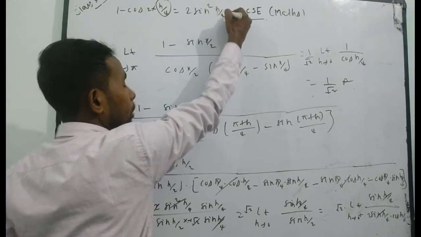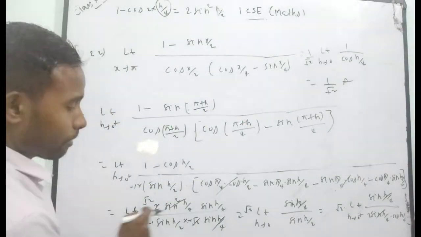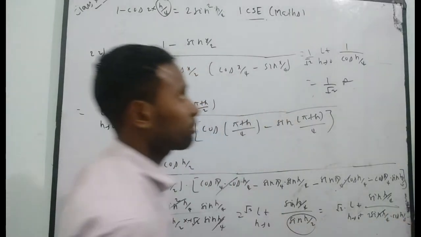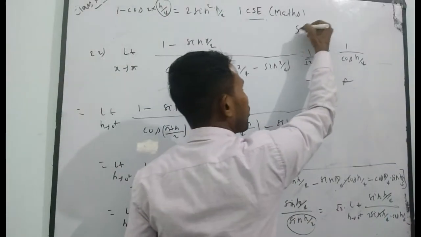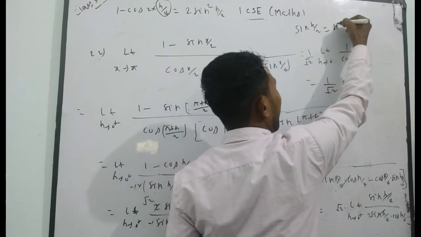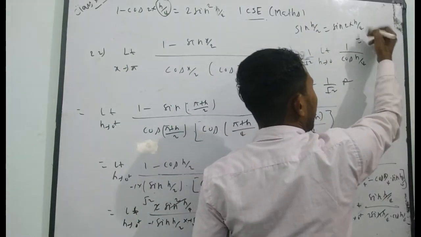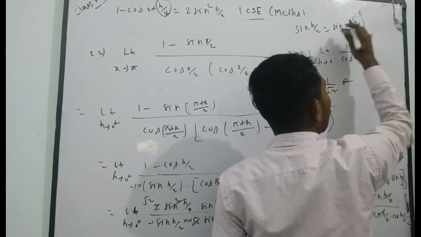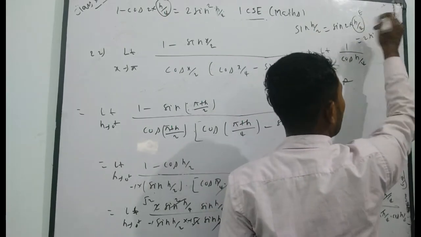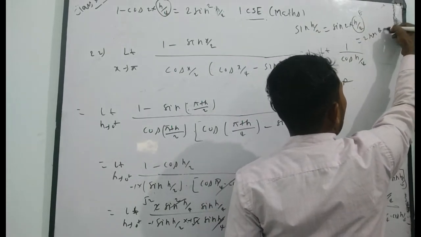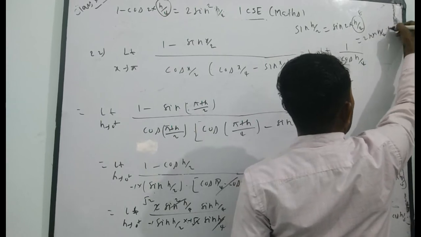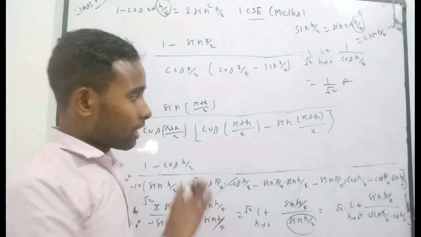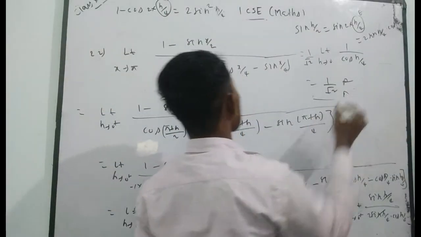Here theta is equal to h by 4, so I have directly written 2 sin square h by 4. Similarly, here I have written sin h by 2 is equal to 2 sin h by 4 into cos h by 4. How can we write? Simply, sin h by 2 is equal to sin 2 times h by 4. Suppose this angle is theta. In that case, sin 2 theta is equal to 2 sin theta cos theta, that means 2 sin h by 4 into cos h by 4. This is your expression. So this is your final answer.